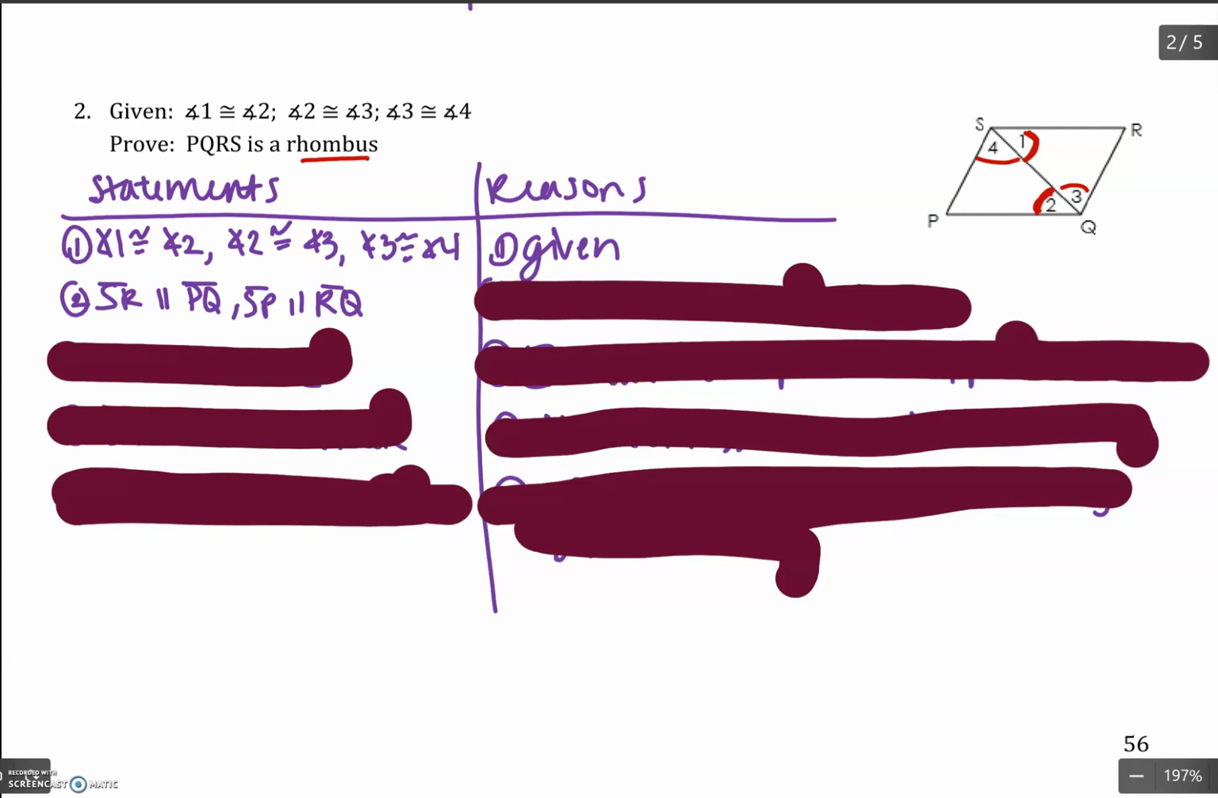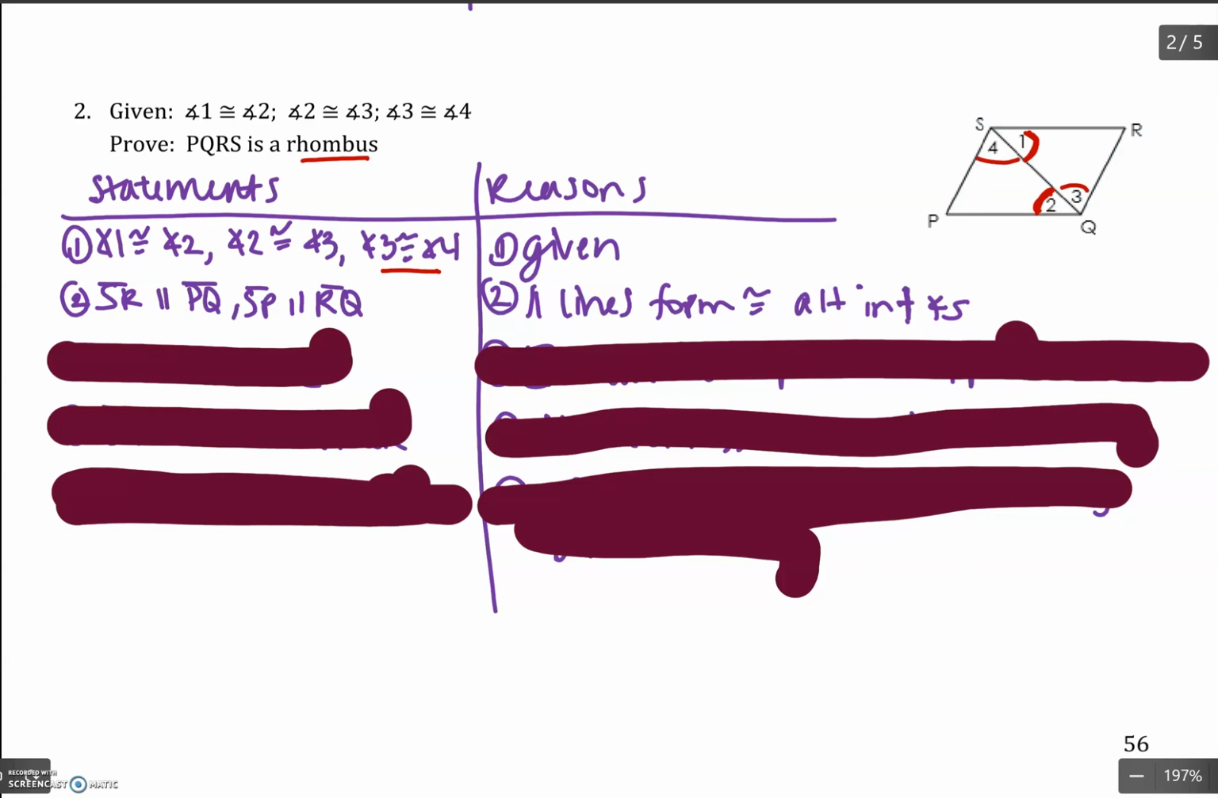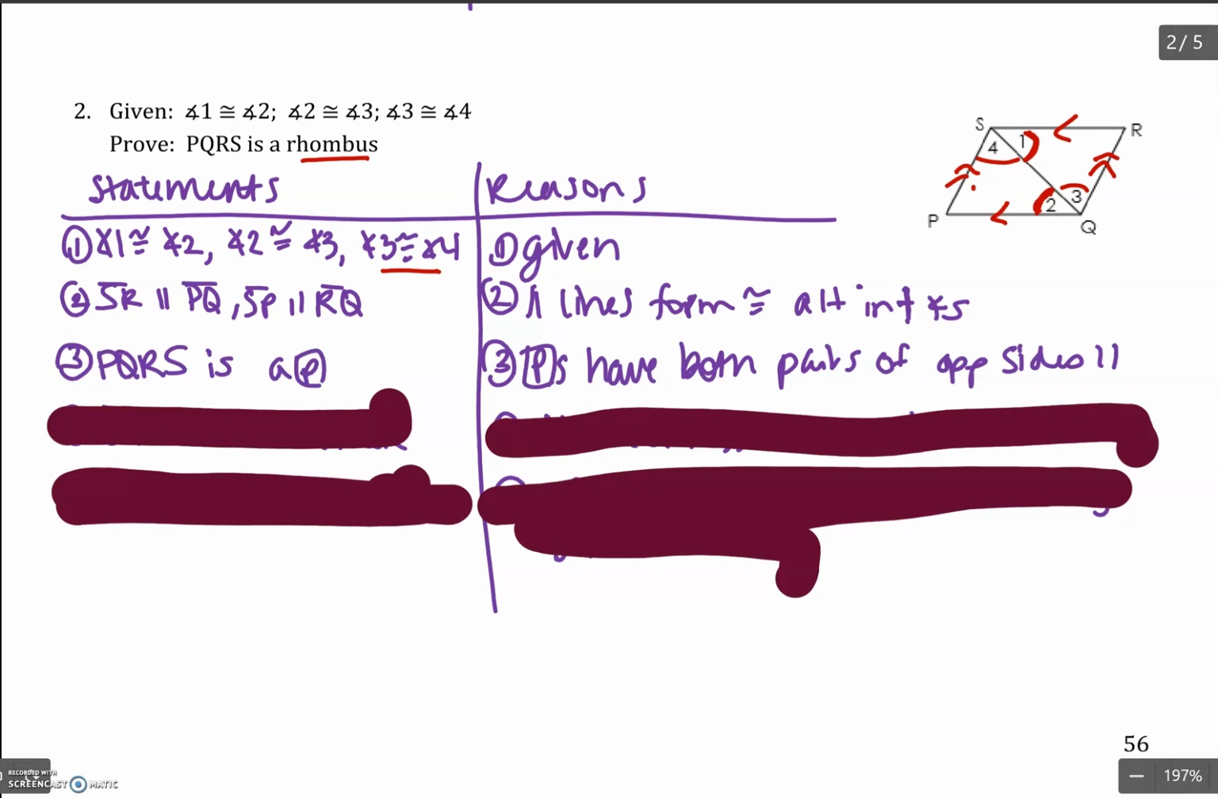The same thing happens when you look at the fact that 3 and 4 are congruent to one another. 3 and 4 also form that Z shape, and so those are also going to have parallel lines. So parallel lines form congruent alternate interior angles. So we have SR and PQ parallel and SP and RQ parallel. That makes this large shape PQRS a parallelogram because both pairs of opposite sides are parallel.